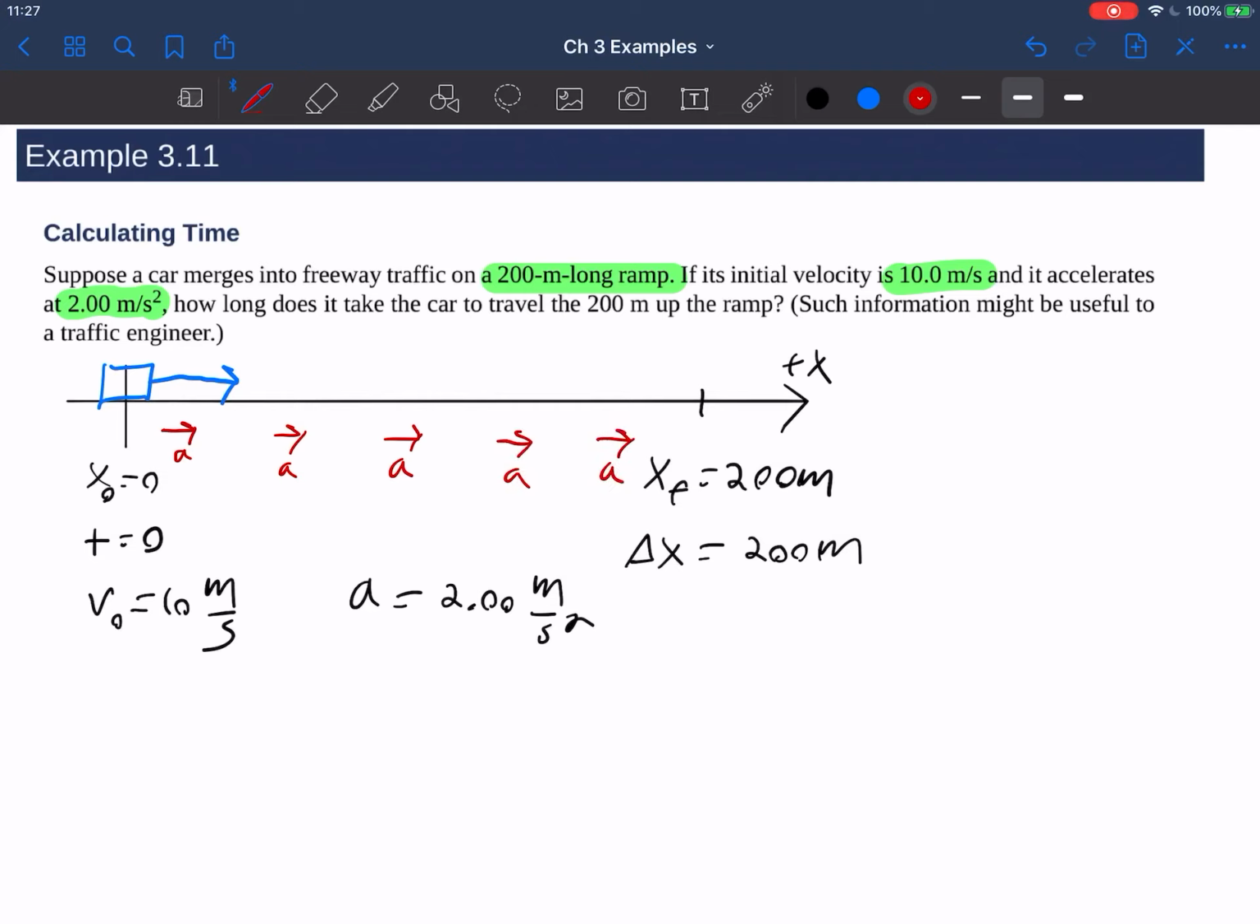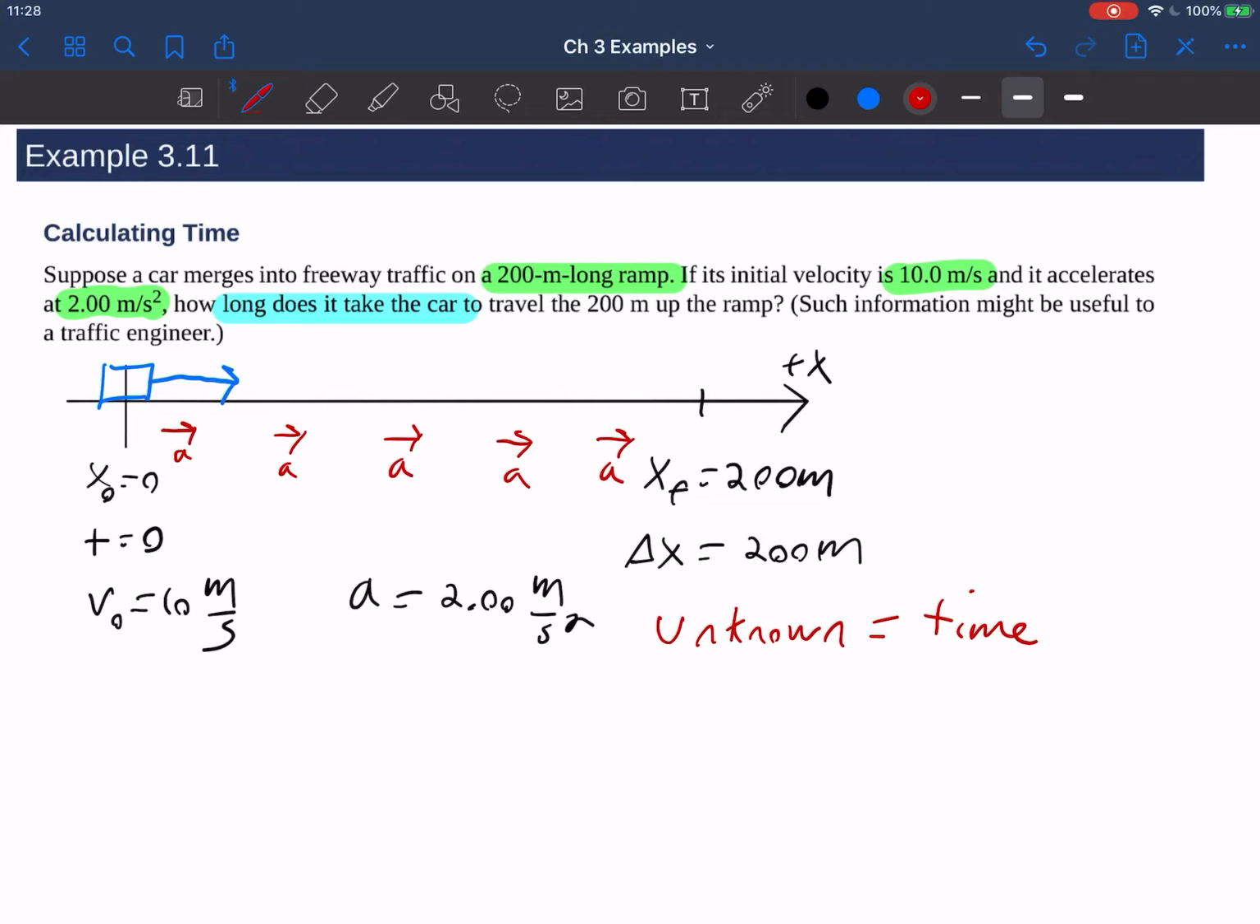Now let's look at the question one more time and figure out what they are trying to get us to answer. What is the unknown here? The unknown is identified as how long it takes the car to travel up the ramp. So we want to know the time it takes to go from x equals 0 to x final equals 200 meters. The unknown here is the time: how much time elapsed from time equals 0 to the time it gets to x equals 200 meters.